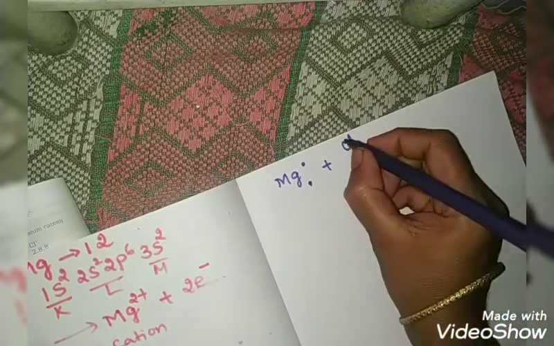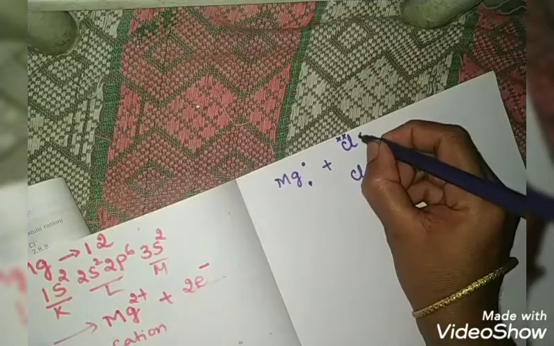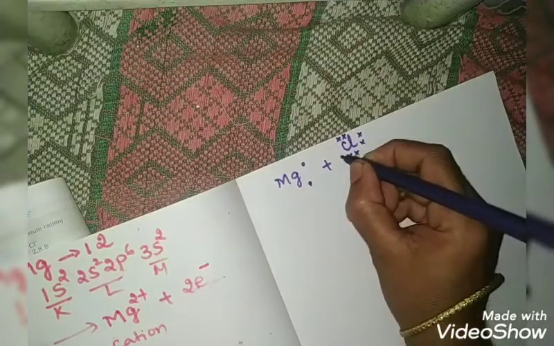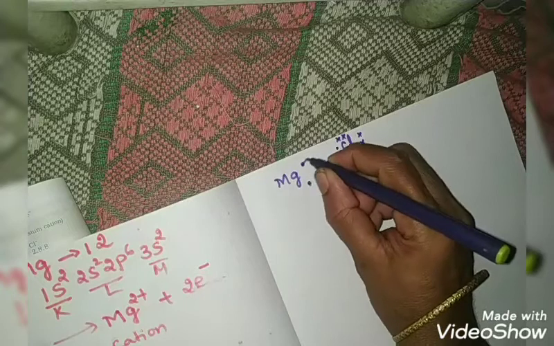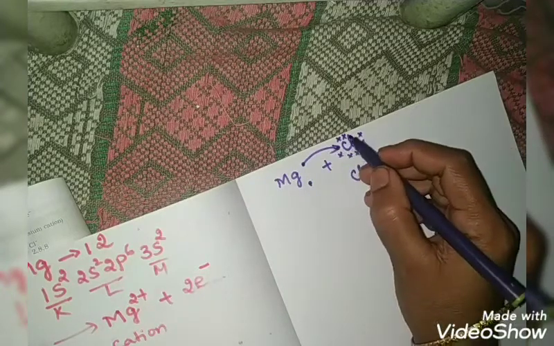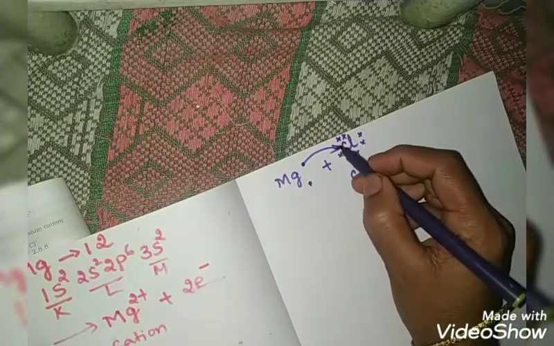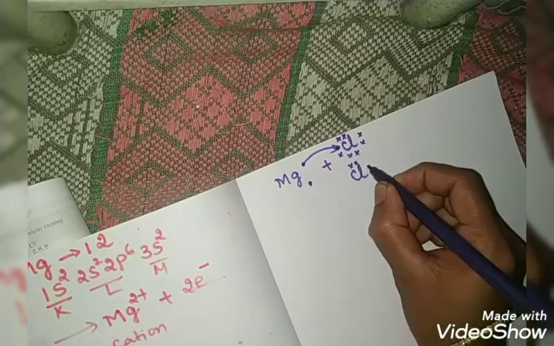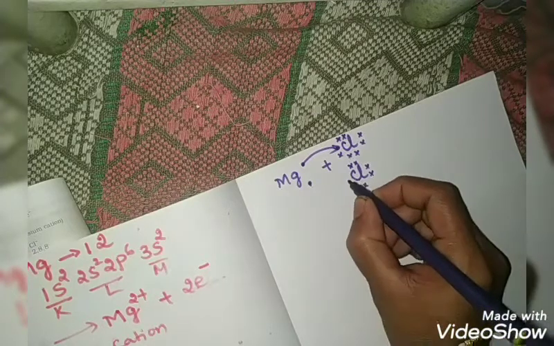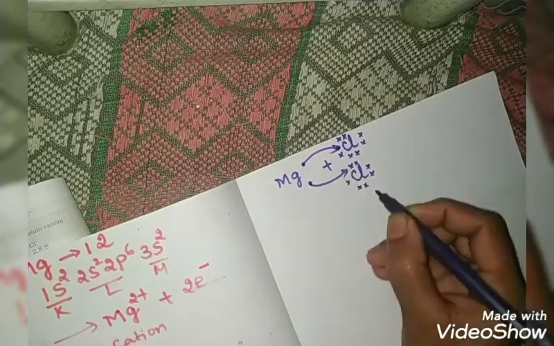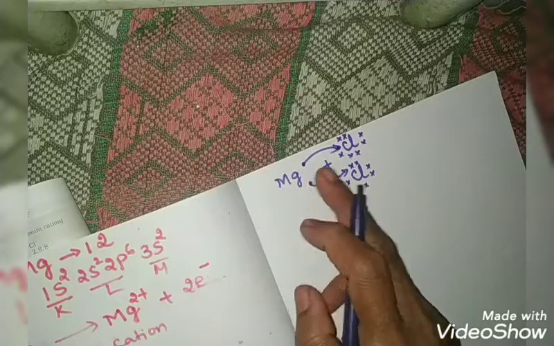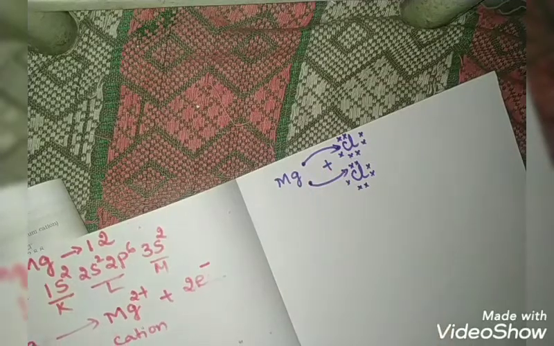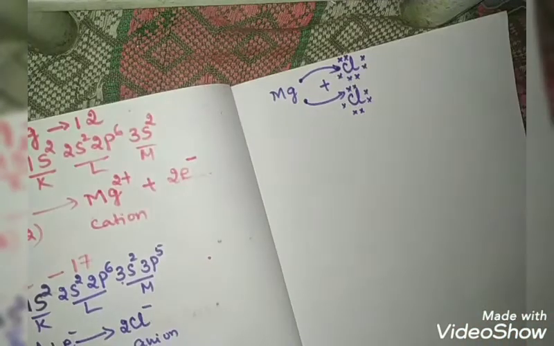Here you can observe 2 electrons, 2 electrons, and 1 received by this chlorine. 1, 2, 3, 4, 5, 6, 7, here 1 more, 8, see. And another chlorine the same way, here 2 and 1 electron received by this chlorine atom. In this way, magnesium gets combined with 2 chlorine atoms to form the bond and to react with each other.